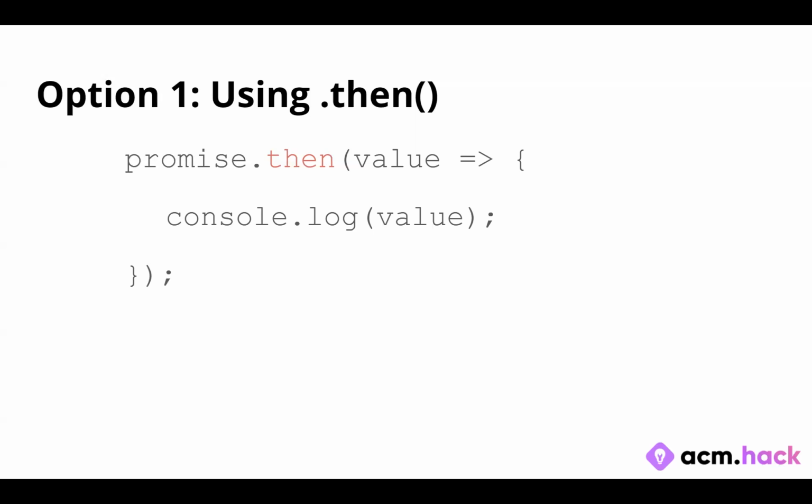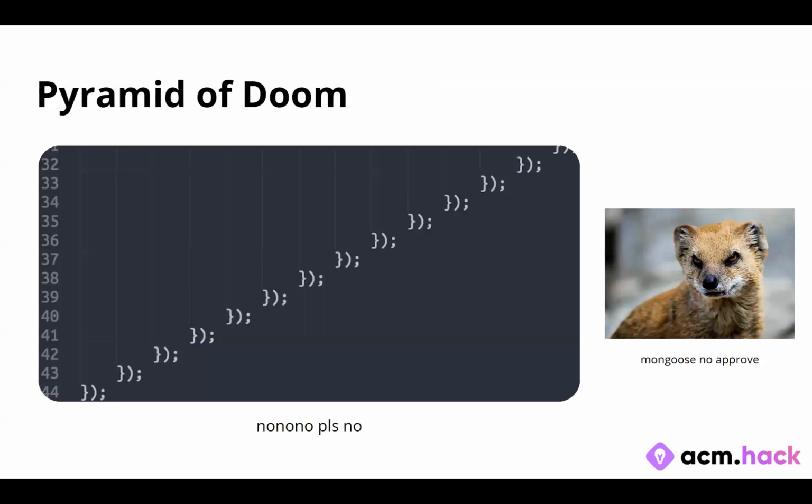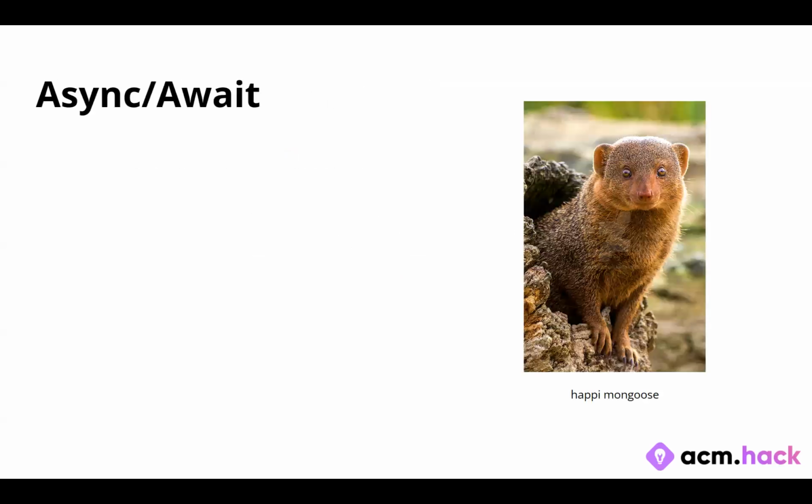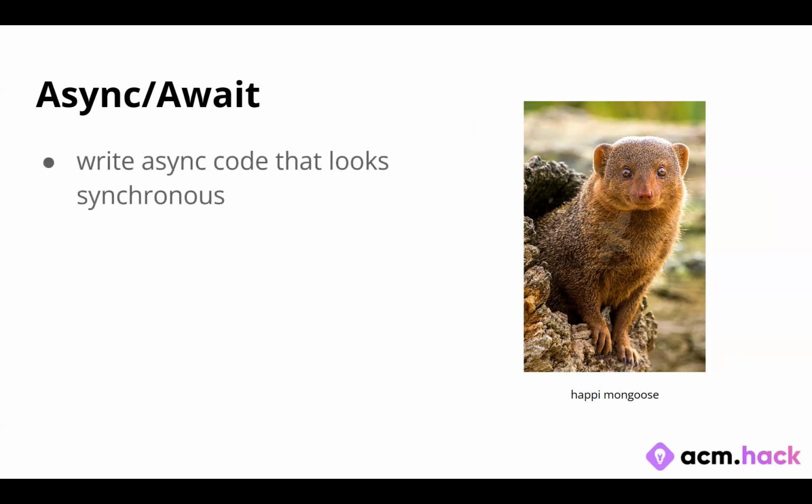Great. Also testing my knowledge. I like this. Cool. So we saw that this creates our pyramid of doom. No one likes this. You're going to make a mongoose very mad. I literally had to search up mongoose angry to get this photo. So I did my research. Okay, there's another way, thank God. And what is that? We're going to use async/await. It'll make us a lot happier. See, happy mongoose. Again, I searched up mongoose happy to get this.